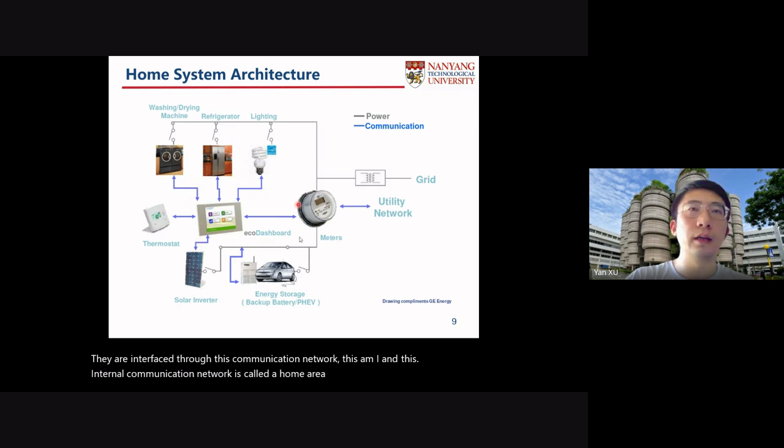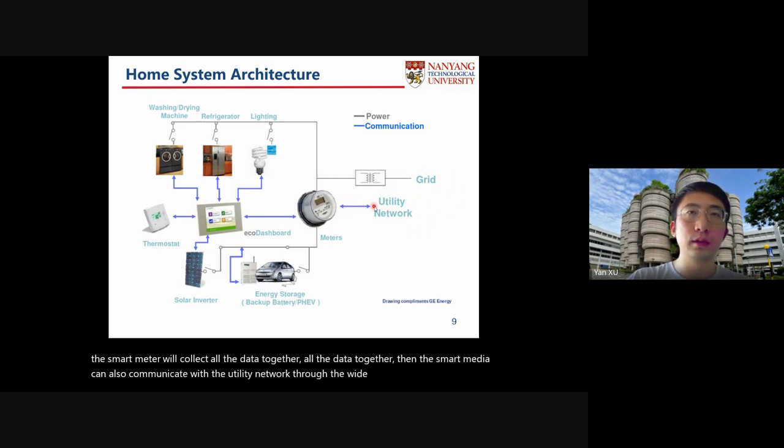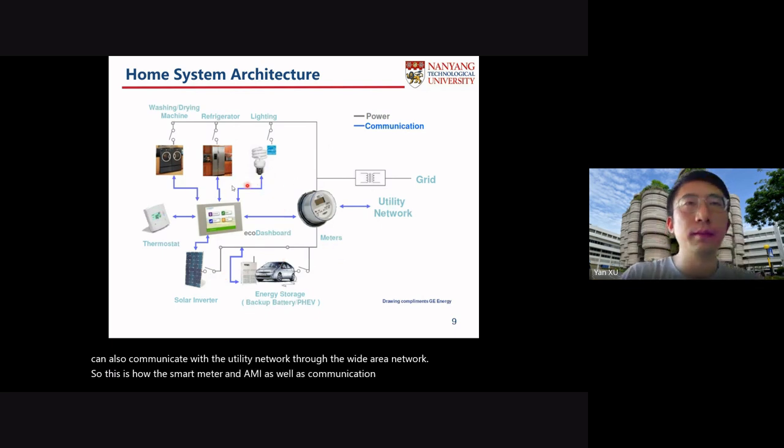Then the smart meter will collect all the data together. The smart meter can also communicate with the utility network through the wide area network. So this is how the smart meter and the AMI, as well as the communication infrastructure, are implemented in reality.